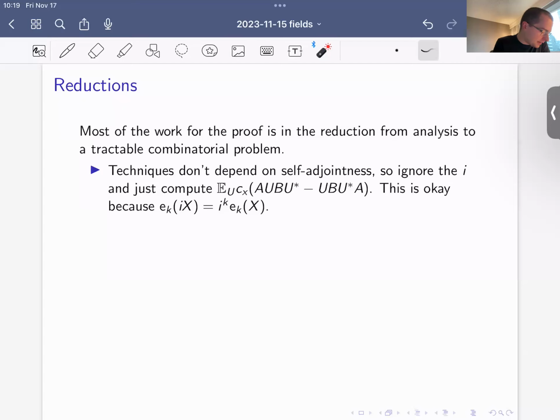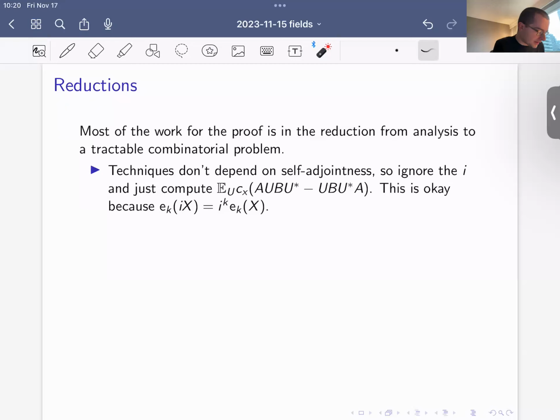So basically, most of the work is in reducing this analytic problem, right? Because we're computing some expectations over the unitary group. And so most of the work is in reducing to a combinatorial problem. And so, first of all, the techniques here don't actually depend on self-adjointness.